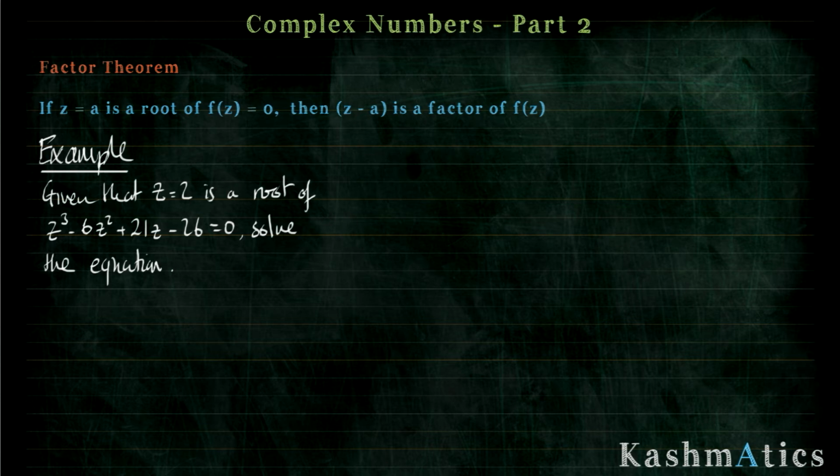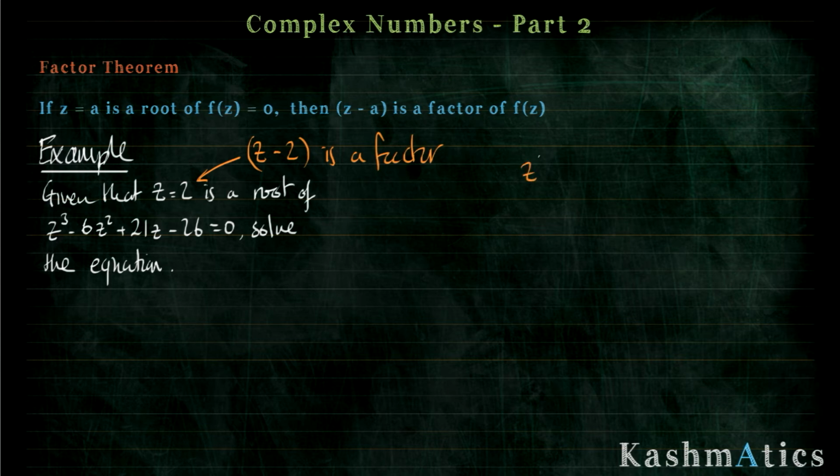So here we've got a question. It says, given that z equals 2 is a root of z cubed minus 6z squared plus 21z minus 26 equals 0, solve the equation. So what we're going to try and do is solve that equation completely. Now if I apply the factor theorem, that means that z minus 2 is a factor. So the first thing I'm going to do is divide this cubic by this factor to get what the other factors are. So let's just write it down over here.